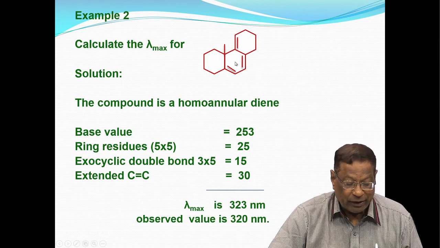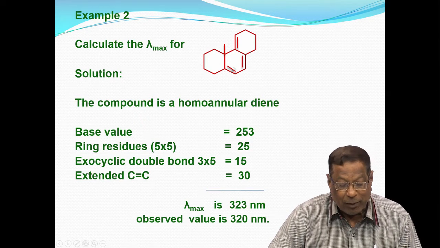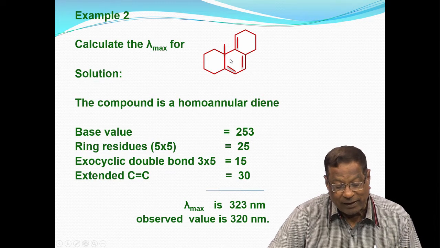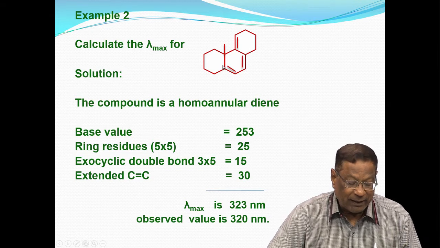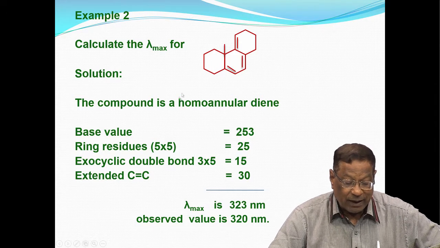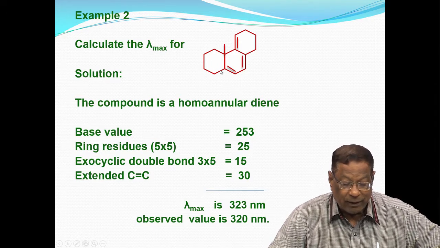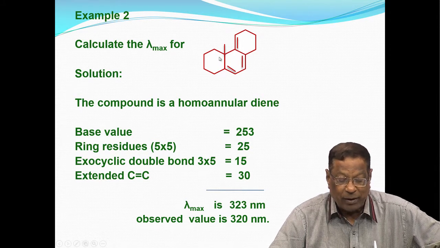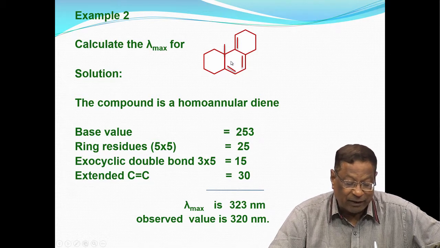What do we mean by homoannular? The 2 conjugated double bond system is located inside a ring. So, this is double bond, single bond, double bond, and all these are inside the ring. So, we take it that the base peak should be at 253 nanometers. Now, you can calculate the ring residues. This is 1 residue, this is the second residue, this is the third substituent, and fourth substituent and fifth substituent. All the bonds attached to the double bond you can take as ring residues.